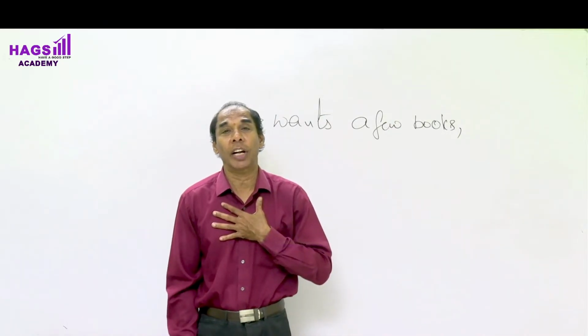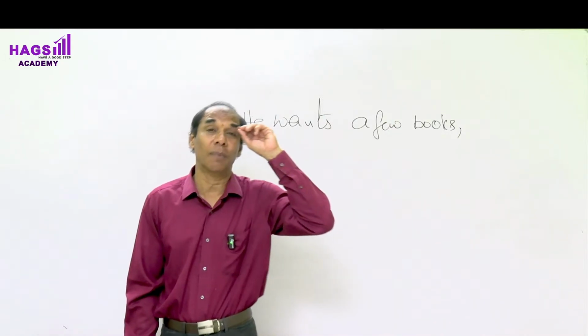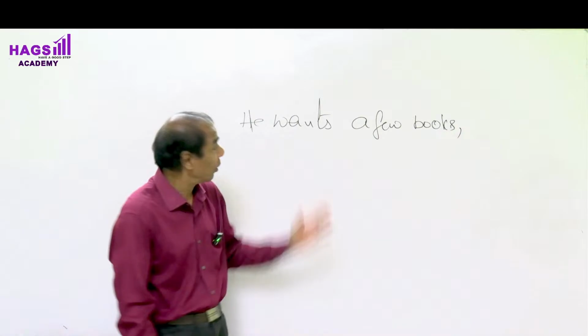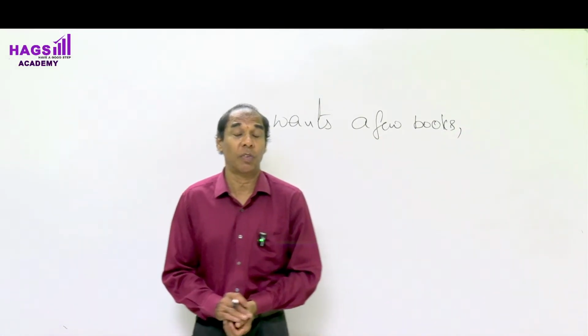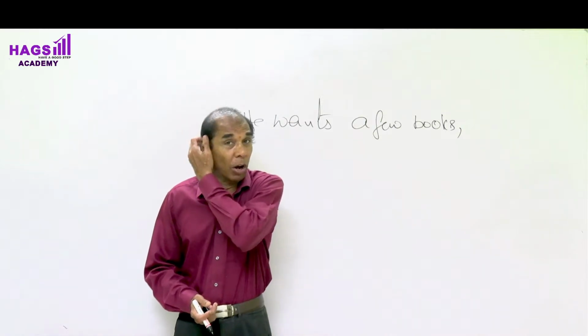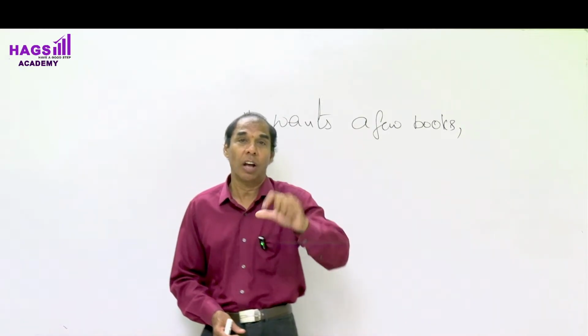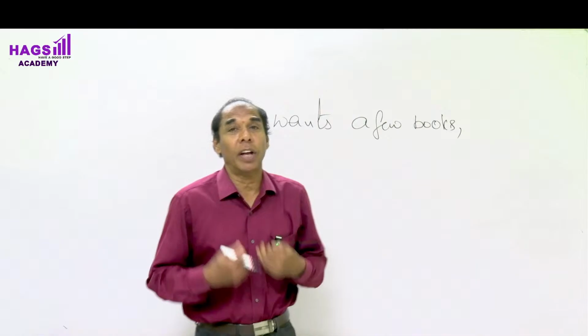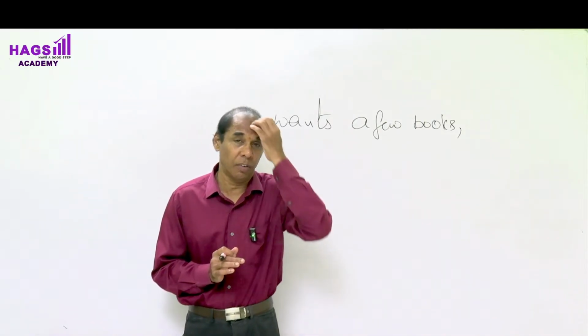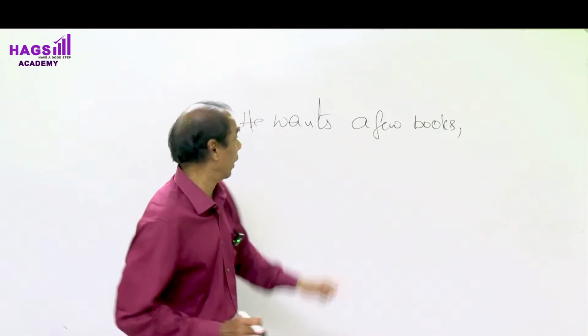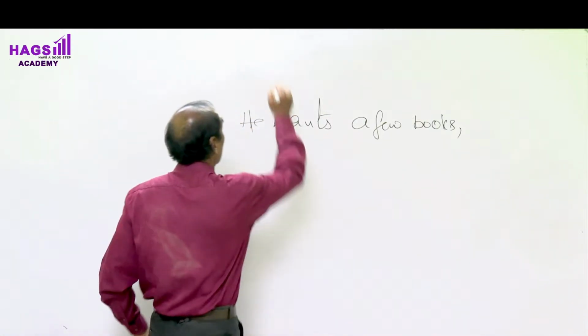If we want negative, we have to put not after the special verb, right? Do we have a special verb here? No. When there is no special verb, what do you have to do? We have to borrow do or does or did. When we want to borrow do or does or did first, look at it. Write the three forms of the verb like this.